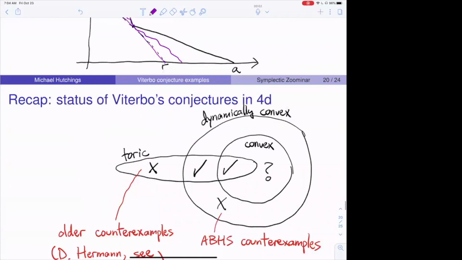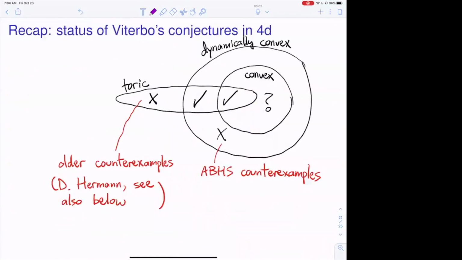So here's a Venn diagram to show what we know about the status of these conjectures in 4 dimensions. Really, the conjectures, as stated, are only applicable to convex domains, which are inside the circle. And I know that it's true for convex domains that are toric domains because they're S1 invariant. I'm not sure where this is going to go. But anyway, it's known for convex domains that are S1 invariant. And it's known for toric domains that are dynamically convex.